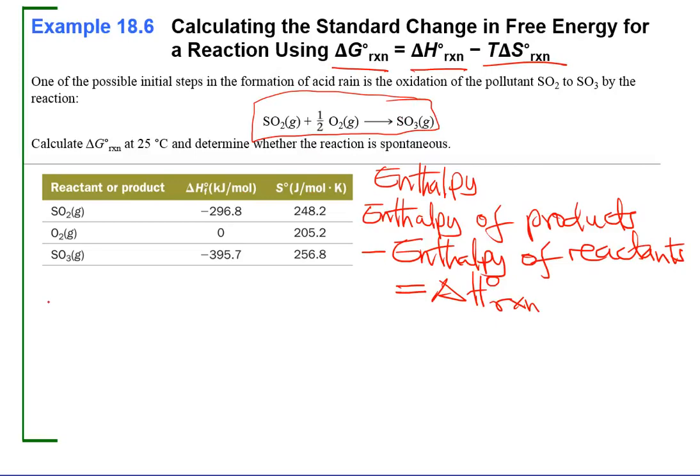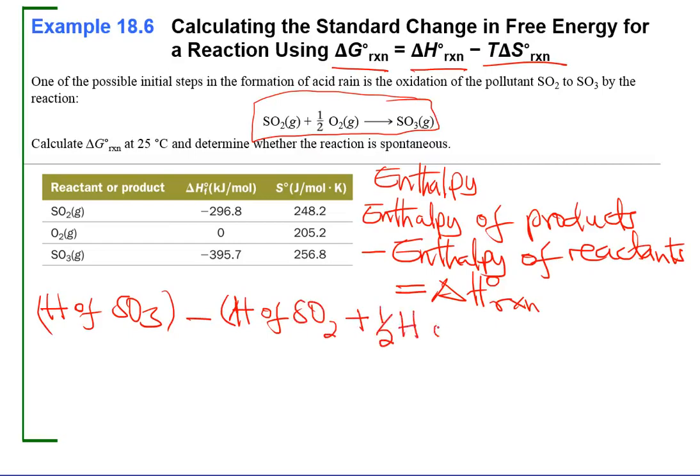So here you have the enthalpy of SO3, that is our product, minus the enthalpy, I'll just say H, of SO2 plus half H of oxygen. And then you just plug in the numbers here.